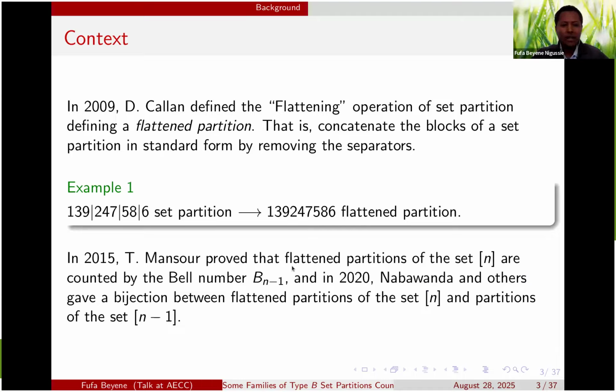The other one, Tawfiq Mansour, in 2015 proved that the number of flattened partitions over n is the same as the shifted Bell number. So B_{n-1} means the Bell number on n minus 1. And in 2020, Nabawanda and others gave a bijection between flattened partitions of the set n and partitions of the set n minus 1.